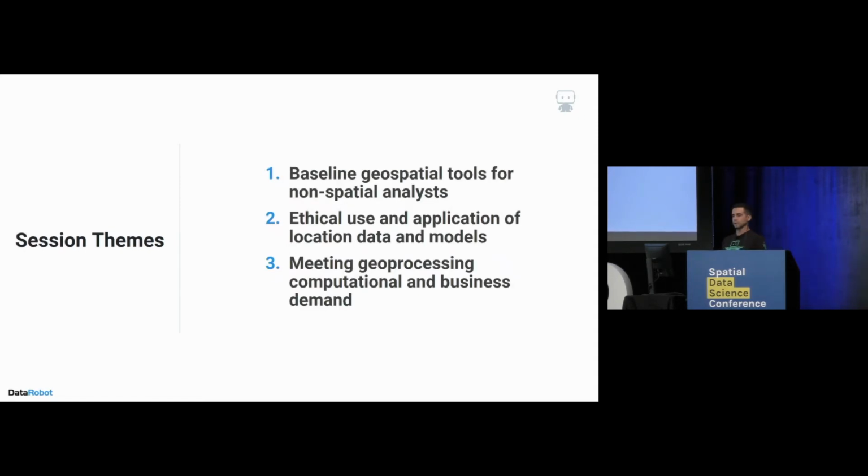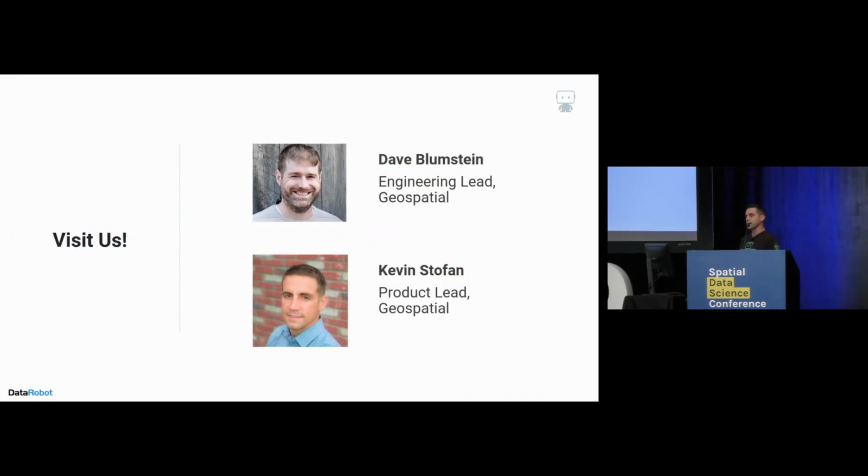With that, I'd like to talk about some of the themes coming up in the next few presenters. One of the things you're going to see, which echoes some of my observations, is providing baseline geospatial tools for non-spatial analysts. I think you're going to see a lot of that. You're going to see a couple of the speakers talk about the ethical use of location data and models. That's going to be a recurring theme in the next few minutes. And then also meeting the geoprocessing demands, both computationally and business needs. So you have a couple of presenters that are going to focus on that.